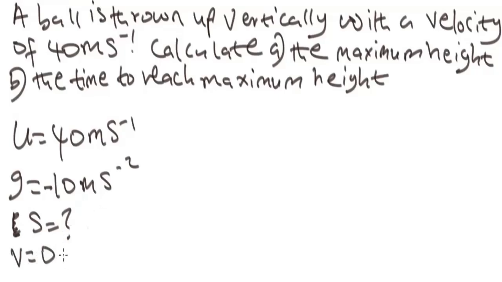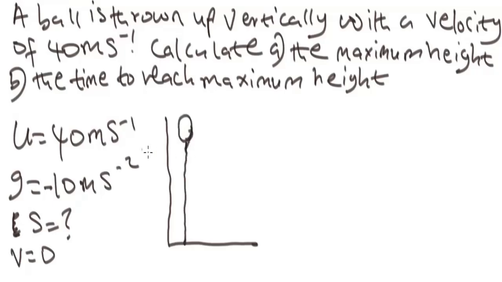Let me show you. Let me say this is a wall and this is the ground. When you throw up an object, let's say a ball, you threw up a ball. The question says that the velocity you use to throw up the ball vertically is 40 meters per second.